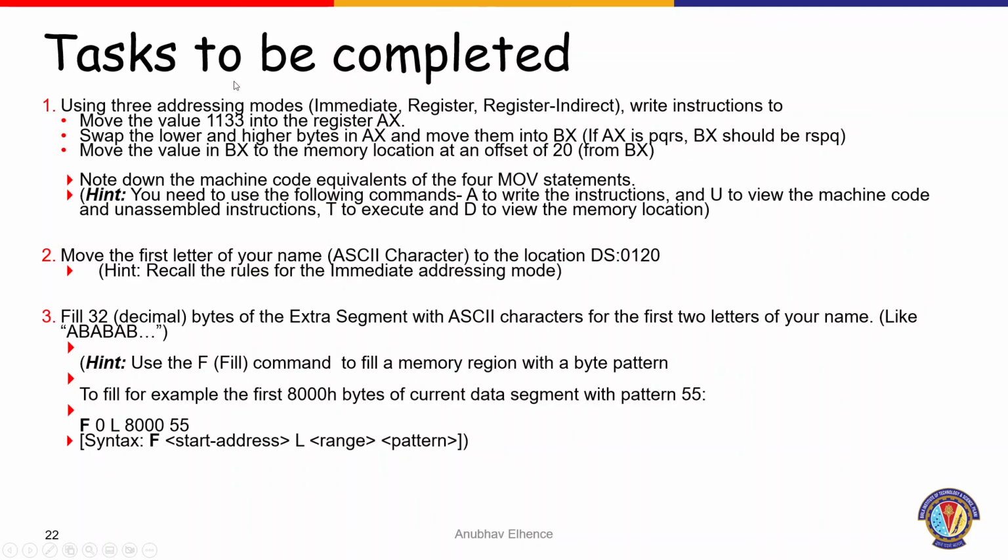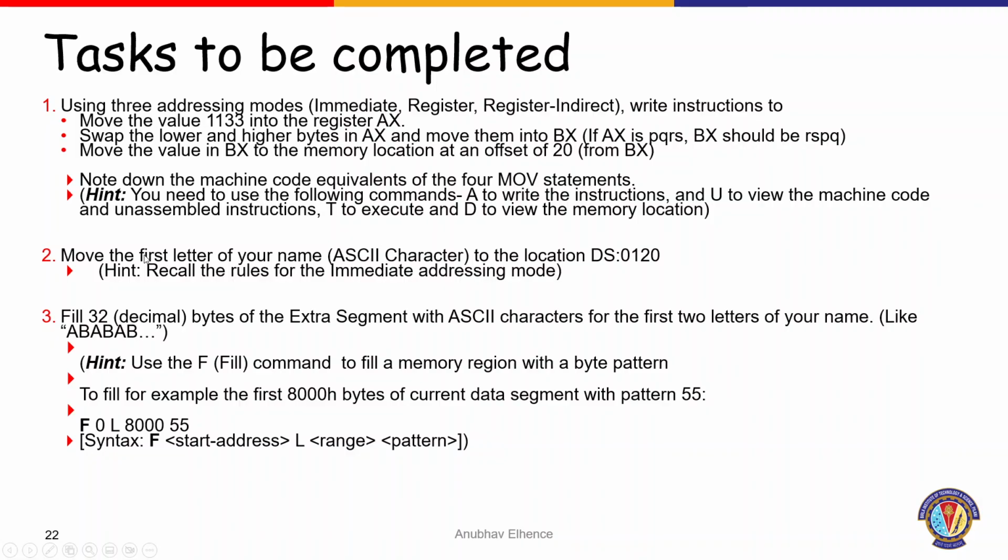So for the tasks to be completed, you might get another hint, or the TAs will help you in attempting this. You've read about the addressing modes: the immediate addressing mode, the register addressing mode, the register indirect addressing mode. Using these, you have to move the value 1133 into the register AX. Now, you have to figure out whether this is in decimal or hexadecimal. Swap the lower and the higher bytes in AX and move them into BX. All right, and move the value in BX to the memory location at an offset of 20 from BX. This should be simple and straightforward based on the exercises which we have done right now.